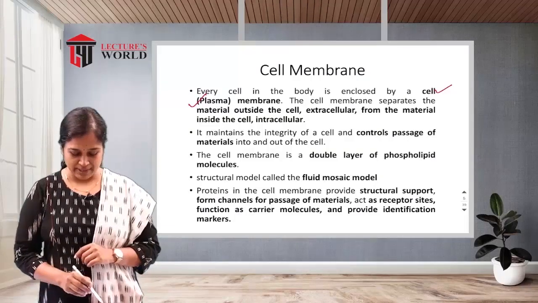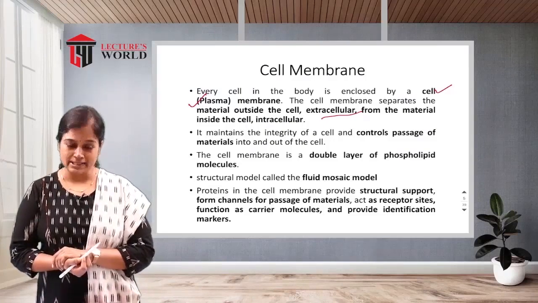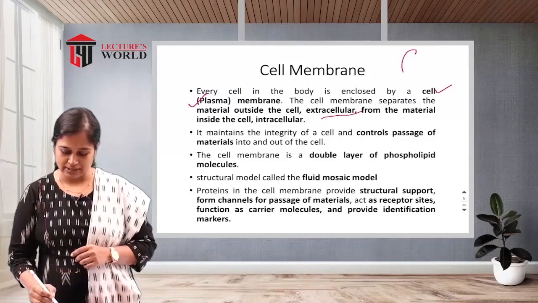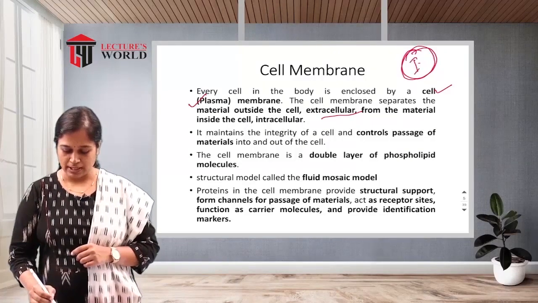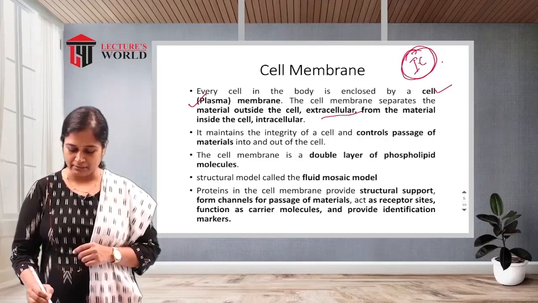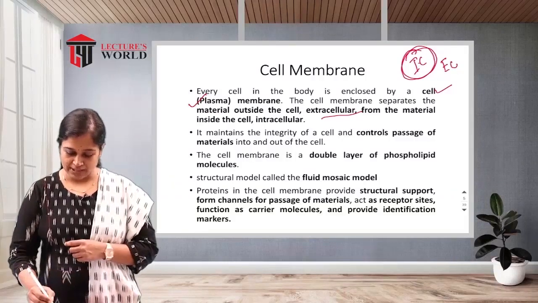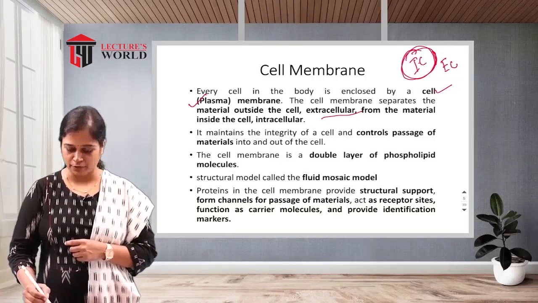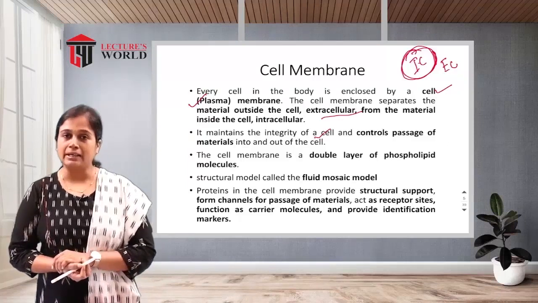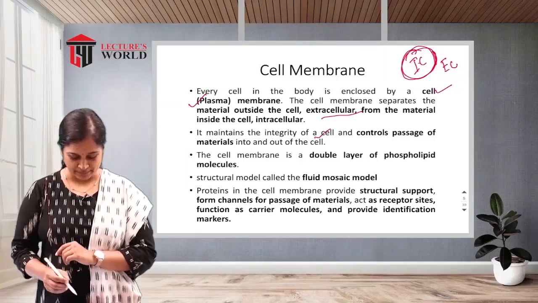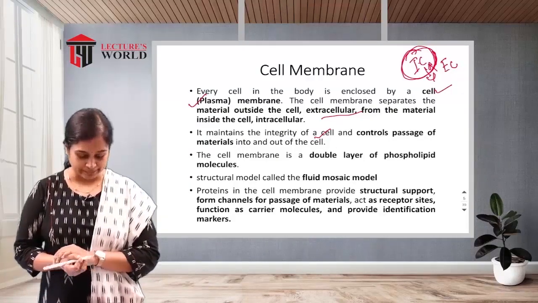The cell membrane separates the material outside the cell, that is extracellular, from the inside of the cell, that is intracellular. Suppose this is the cell: this internal environment is called intracellular, and the external environment, outside of the cell, is called extracellular. So the cell membrane separates the intracellular from the extracellular, maintains the integrity of the cell, and controls the passage of material in and out.